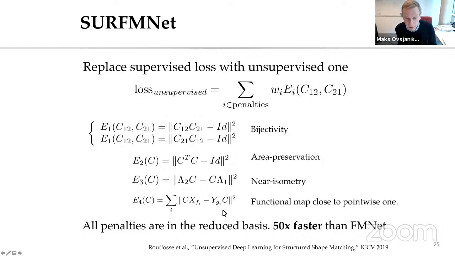And the nice thing is that all of these penalties are in the reduced basis. We never have to convert a functional map to a large n by m matrix. And so these matrices are like 30 by 30 or 50 by 50, and so this is extremely fast to train. This is 50 times faster on average to train than FMNet.